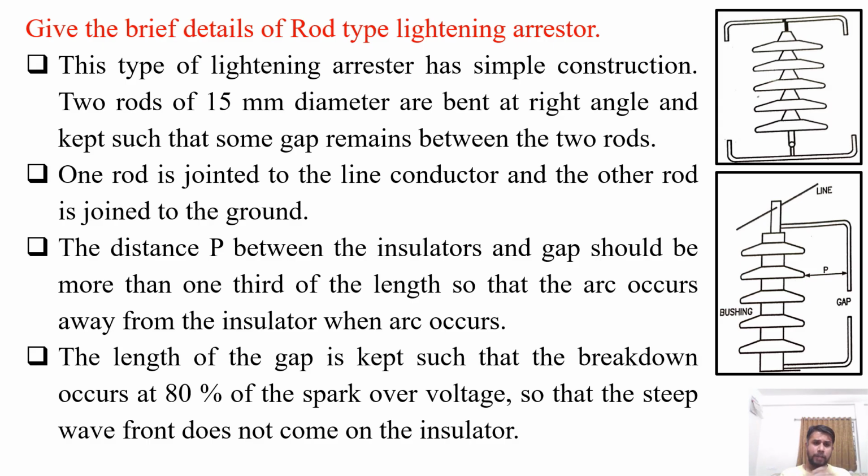So, this type of lightning arrester has a simple construction. Two rods of 15 mm diameter are bent at a right angle and kept such that a gap remains between the two rods like this. These two rods are kept bent at right angle, either like this or like this. So either type of construction is possible. This is for the transformer protection case. This is for the transmission line protection case.